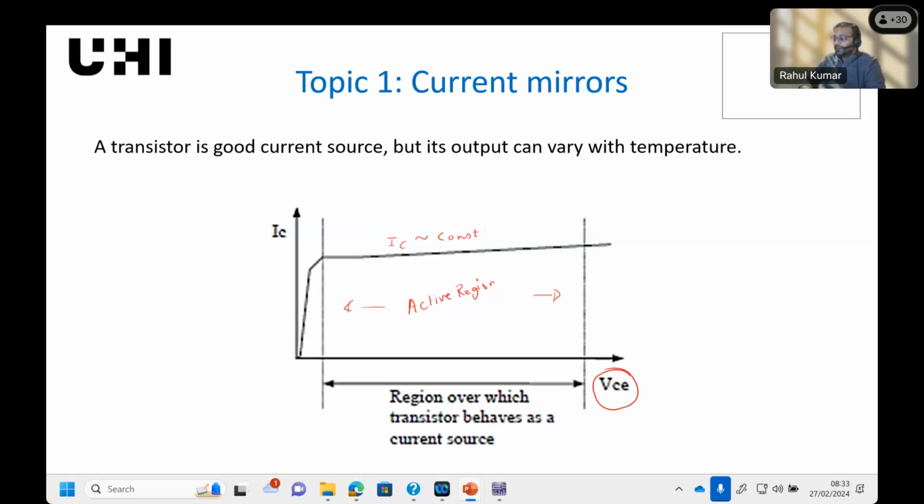Right? So basically, we can use a transistor as a current source. But this is also not good enough. Right? You can see there is a slight increase, there is a slope. So how can we make it even better?